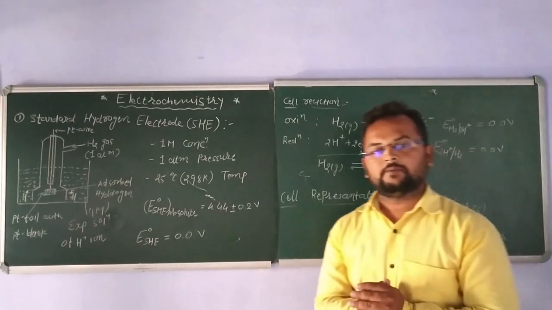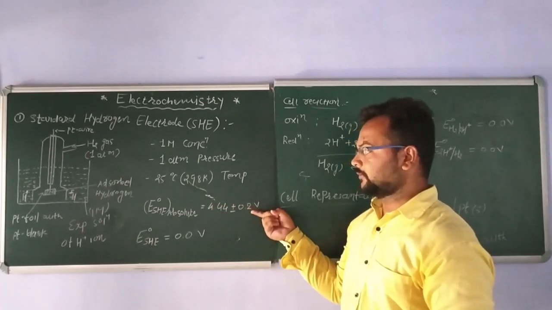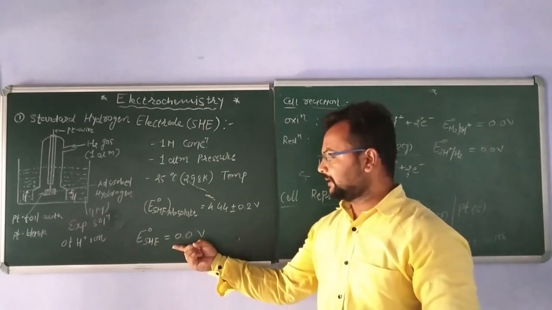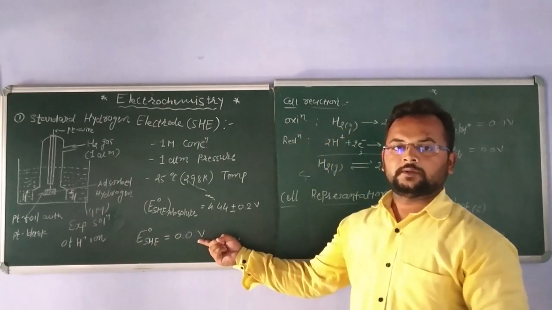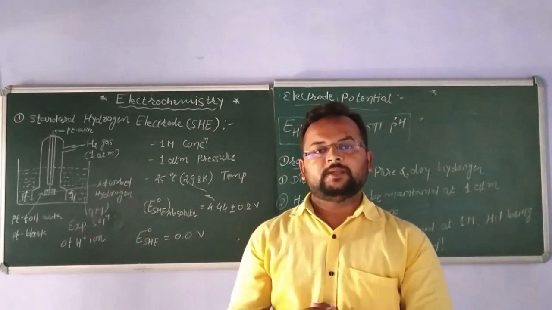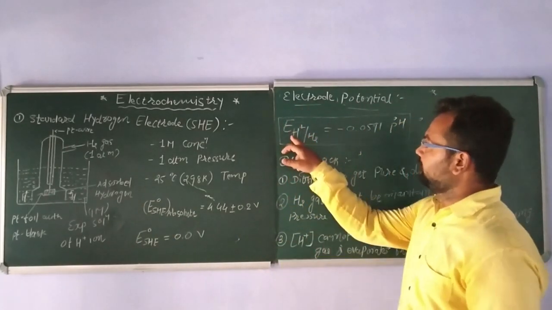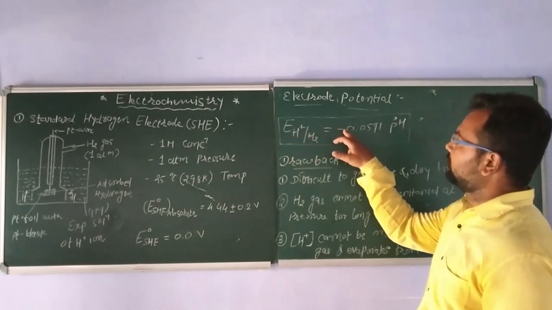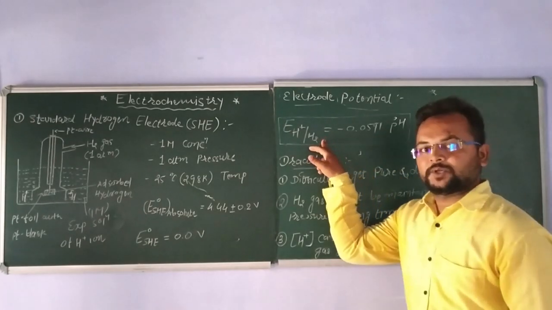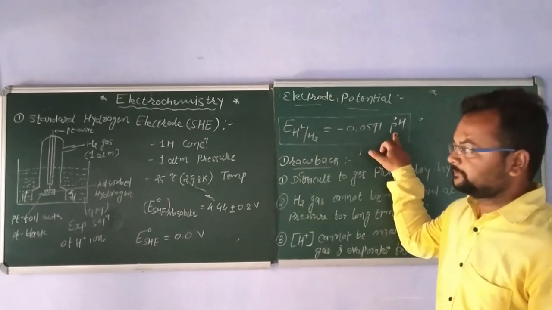The absolute EMF of the standard hydrogen electrode is 4.44 plus or minus 0.2 volt, and the EMF of the standard hydrogen electrode is taken as 0.0 volt. The standard hydrogen electrode is used for determining the EMF of other electrodes, and the electrode potential E of H plus | H2 is equal to minus 0.0591 into pH. So the potential of this hydrogen electrode depends on the pH of the solution.